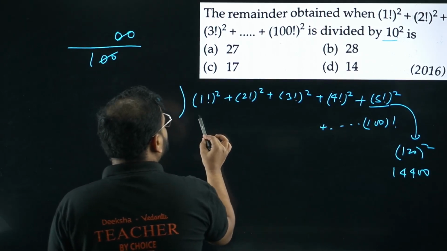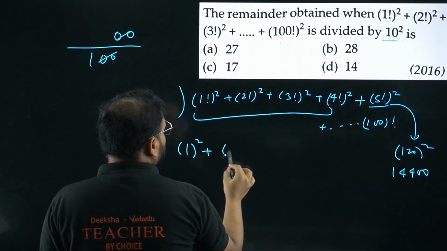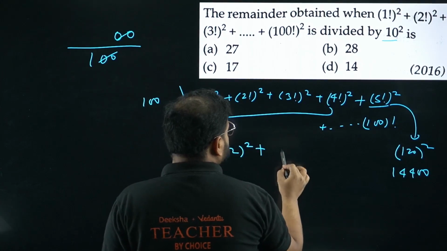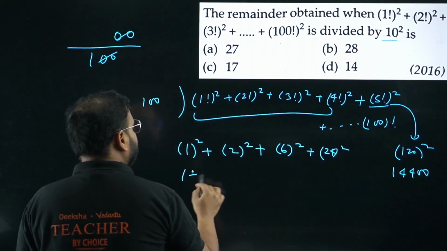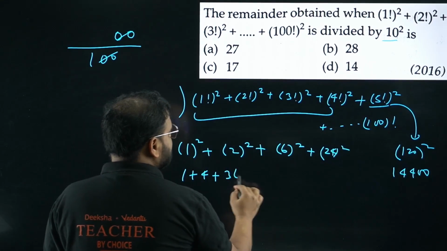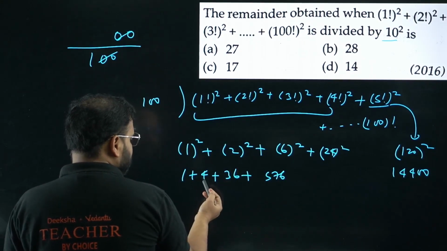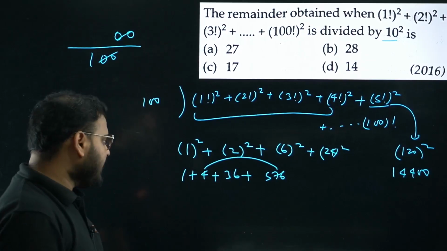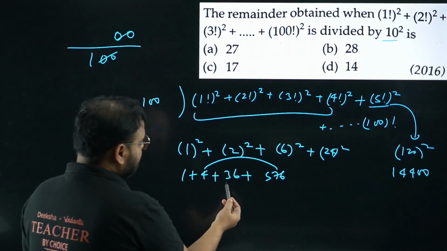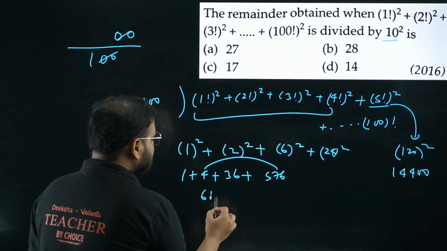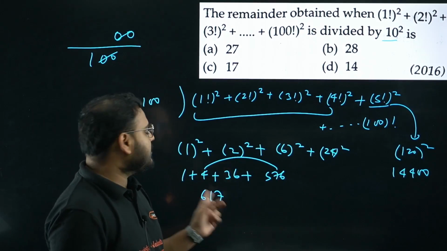In that case, I have only these terms to consider. 1 square, 2 square, 6 square, 24 square. So I have here 1 plus 4 plus 36 plus 576. Add it. I'm getting 580 right now. 580 plus 36 will become 616, and plus 1 is 617. What do you think? Please check. 580 plus 36 is 616, plus 1 is 617.